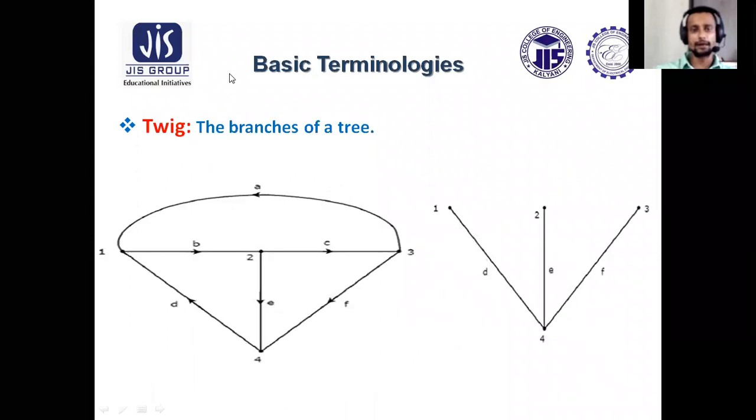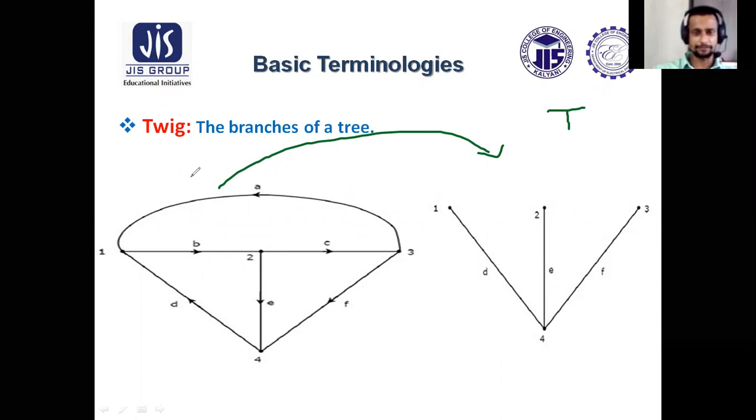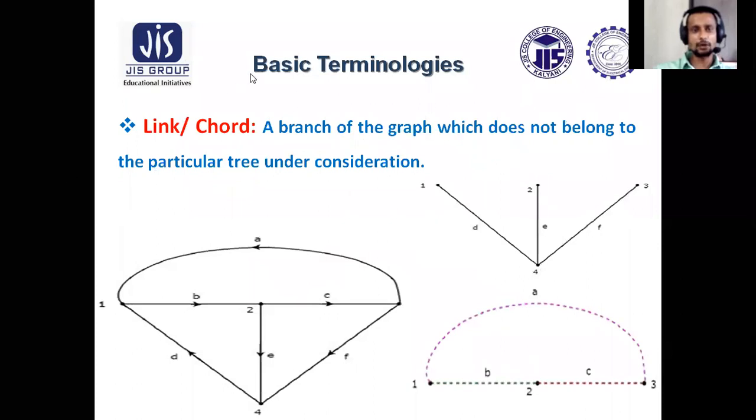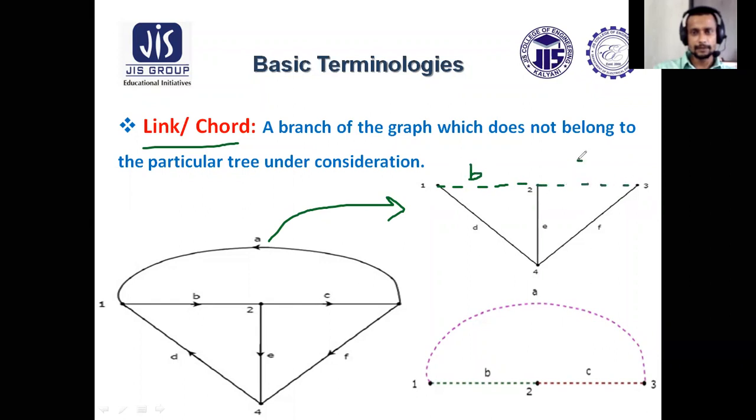Now, what is a twig? Twig means the branches of a tree. From this graph, we have got a particular tree. We have drawn a particular tree with D, E, and F branches chosen. So these 3 branches, D, E, F, are known as twigs. So twigs are branches of a tree, not branches of the graph. Twigs are branches of a tree. What is a link or cord? For this graph, suppose we have chosen this tree. So while we have chosen this tree, which branches have been omitted? This B branch is omitted. This C branch is omitted.